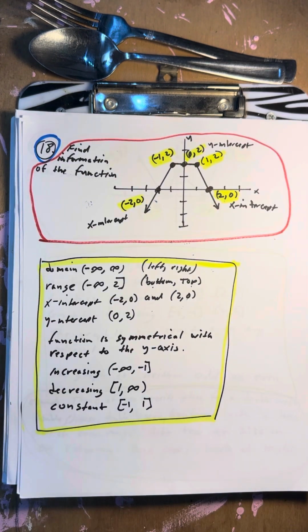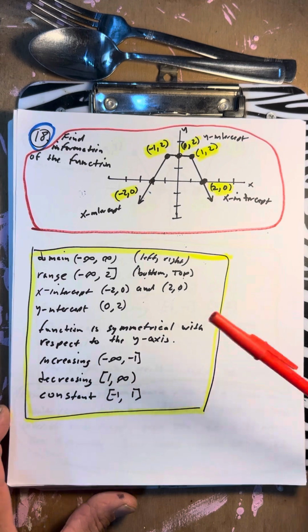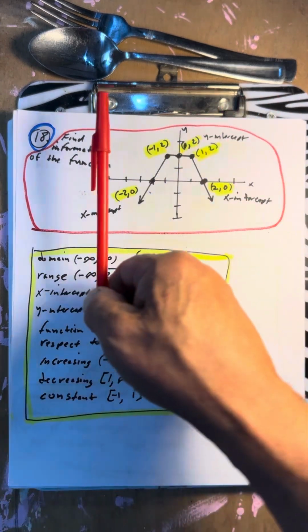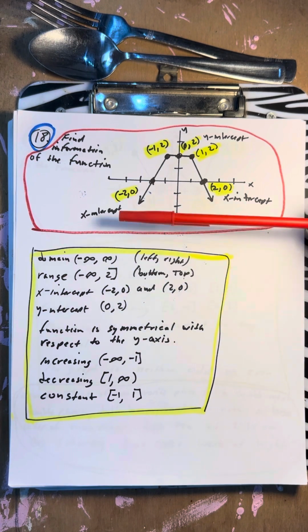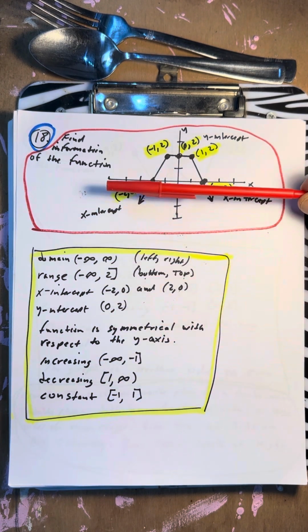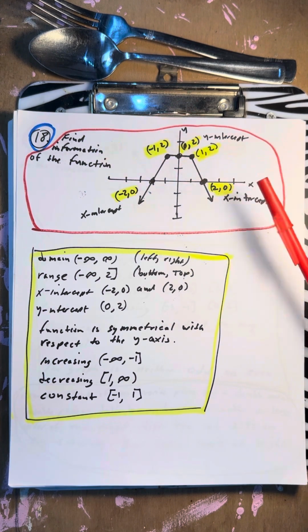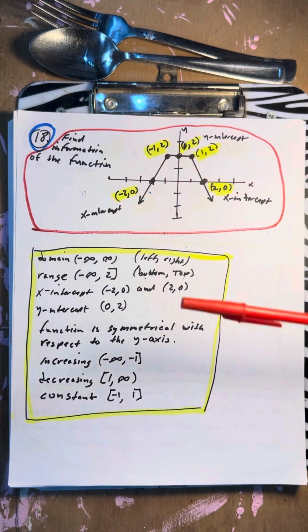More information. Find information of the function. That's fine. Domain. How far to the left and to the right does this graph go, you think? It doesn't stop. So left and right, negative infinity to infinity. Range, well, it doesn't stop going down. So from negative infinity all the way up to where? 2. So negative infinity to 2, it stops right there.